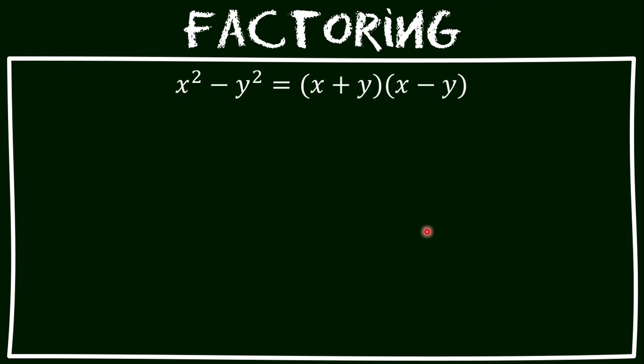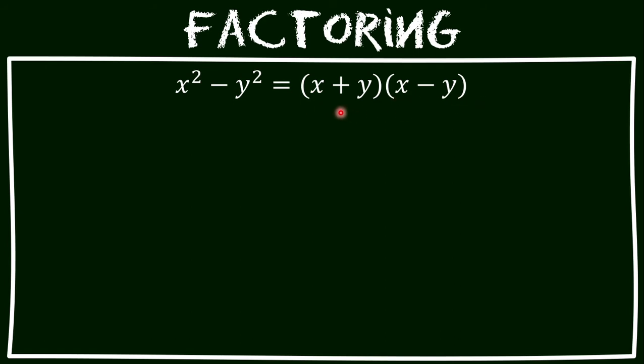In factoring, we have different kinds of problems that we may encounter. So this kind of expression, how are we going to factor this out? We have the difference of squares. You will just need to have the factors x plus y and x minus y. This is the basic form.